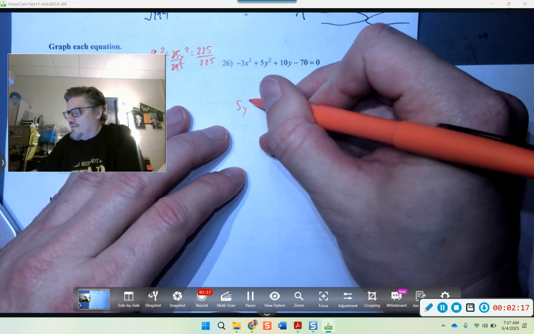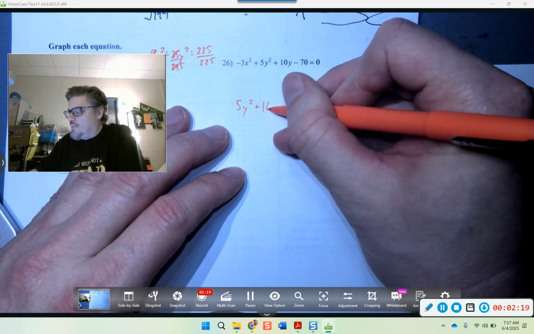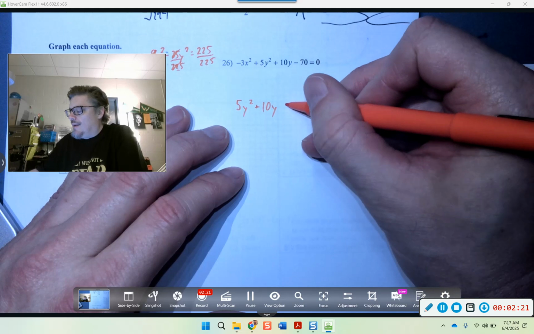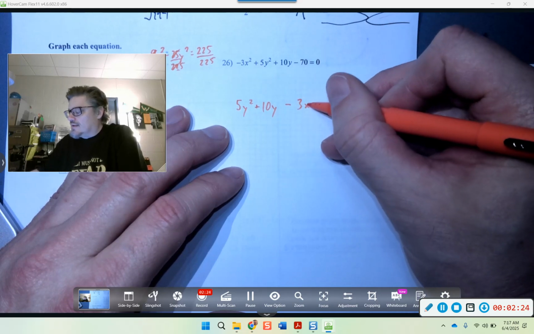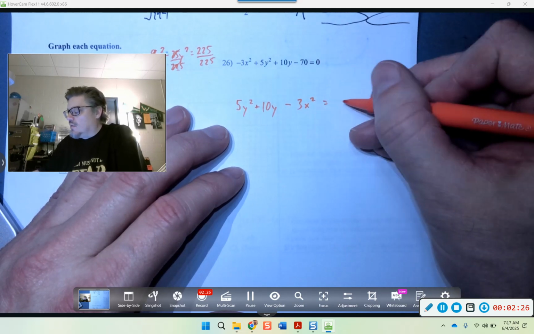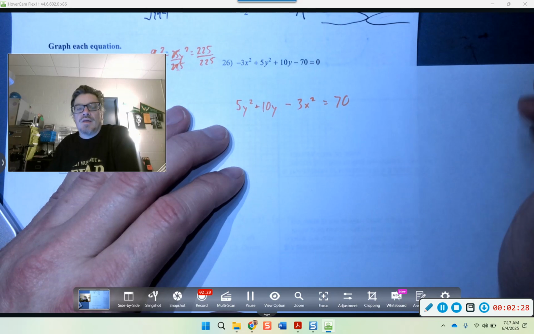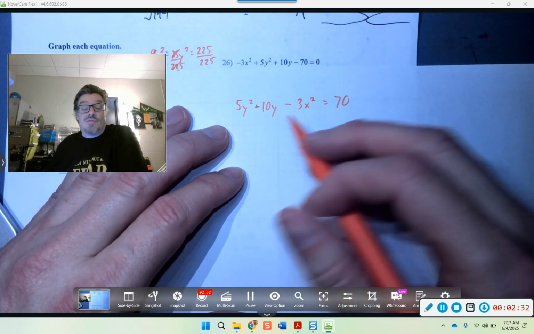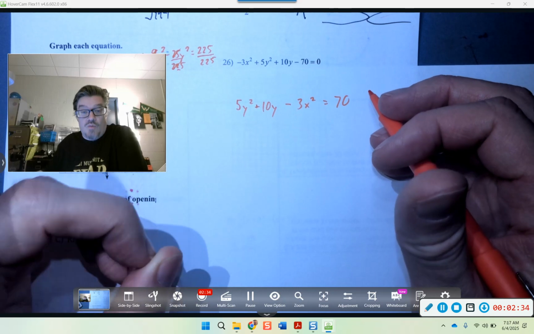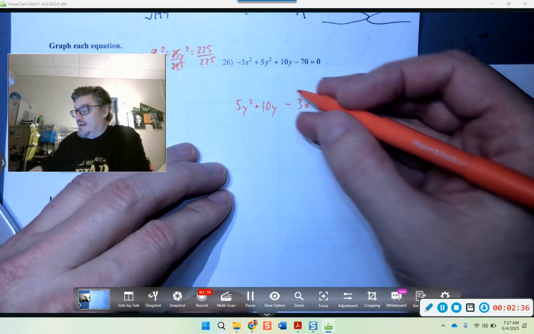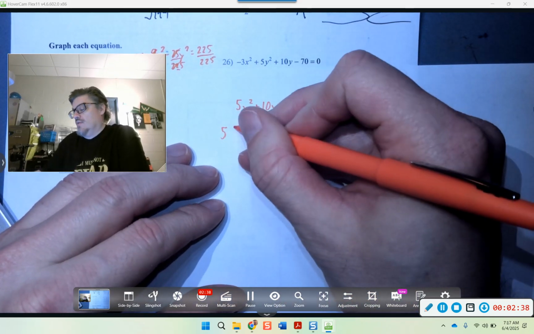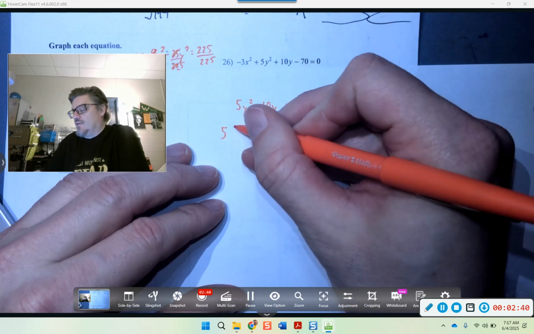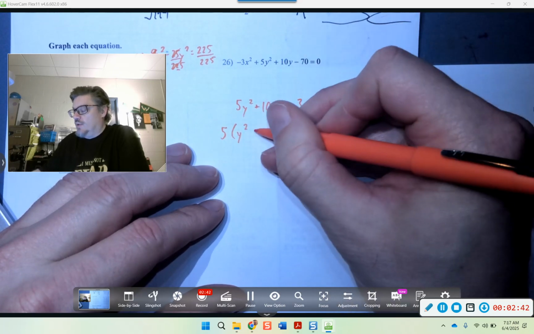So I'm going to switch these guys around. I'm going to put the y first, pair him up with the 10. Then I'm going to go minus the 3x squared, and he does not have a friend, so we're going to put the 70 over there. All right. So in order to complete the square here and change this into parentheses, I need one y and one y only. I can't have them separated like this.